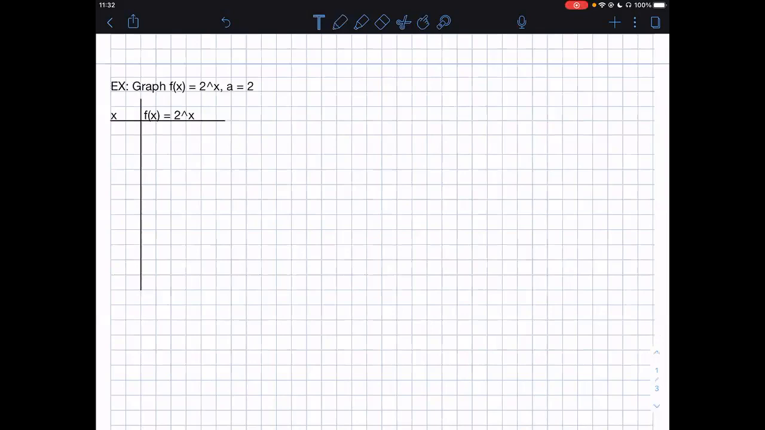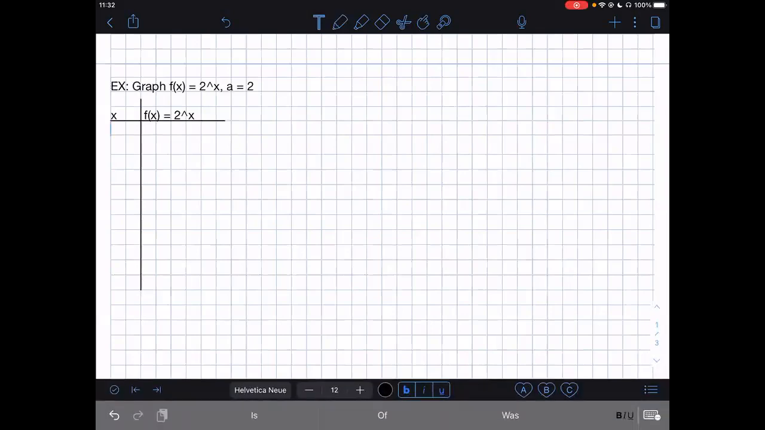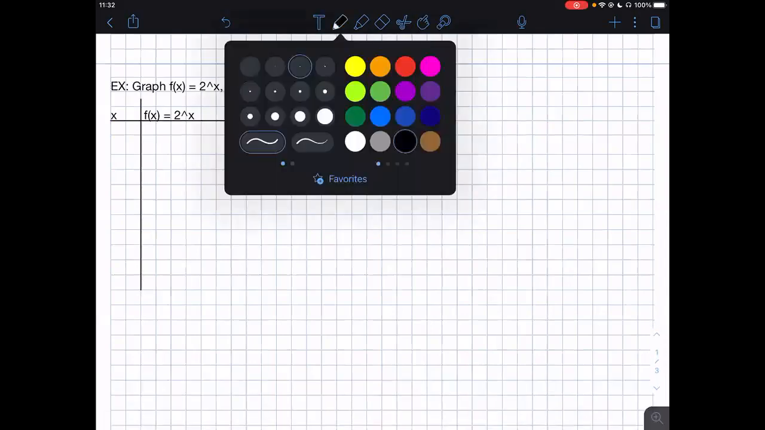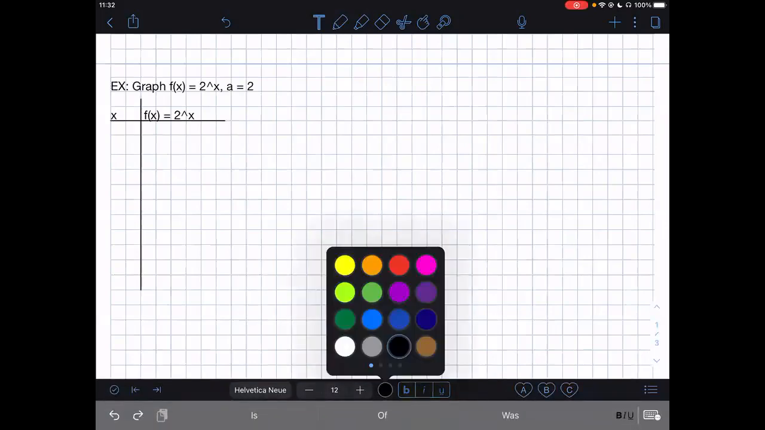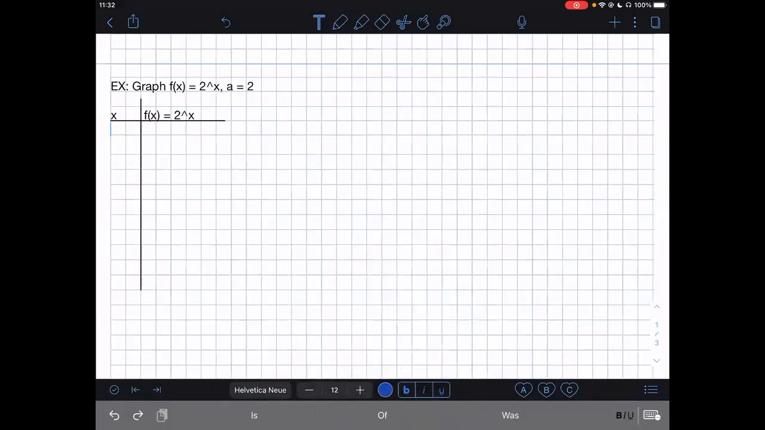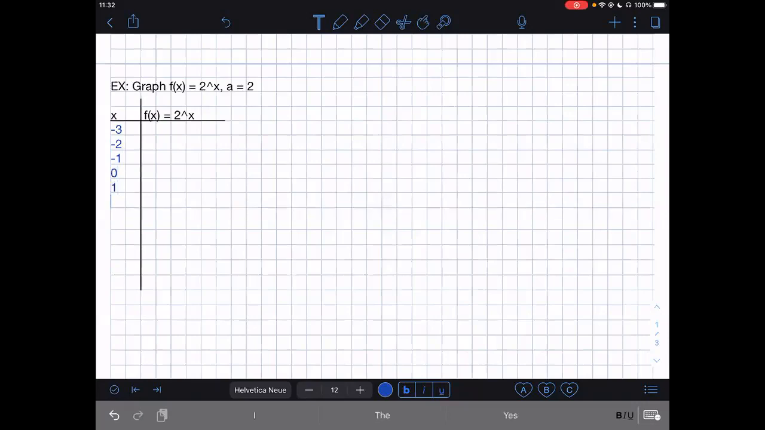Okay. All right, so let's do it for the following values. Let's graph this function using the following values for x. Let's do about 7 points here: -3, -2, -1, 0, 1, 2, and 3. That should be good enough.